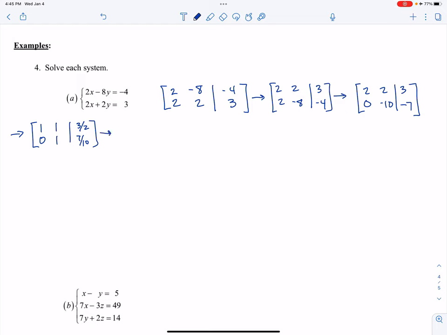And then I'm going to multiply the second row by a negative and add it to the first row just to eliminate that last 1 there. So -7/10 plus 3/2 gives us 8/10. 0, 1, 7/10. So this gives us X is 4/5. Y is 7/10.